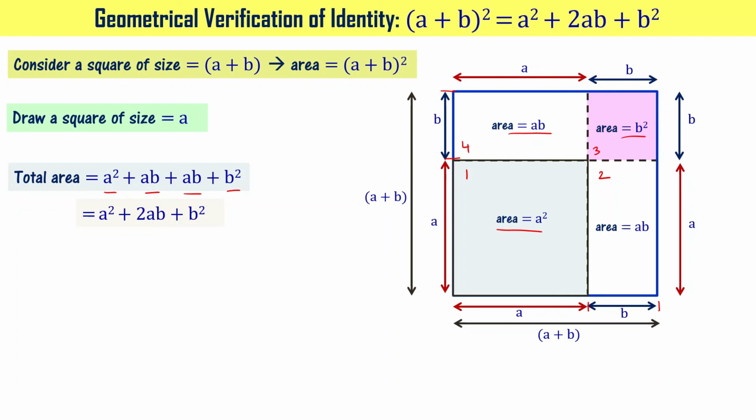And we know the total area is equal to the area of the bigger square, that is a plus b whole square, right? And from the sum of the subparts, we got a square plus 2ab plus b square, right? It means a plus b whole square equals a square plus 2ab plus b square, right? This is how we verify the identity.